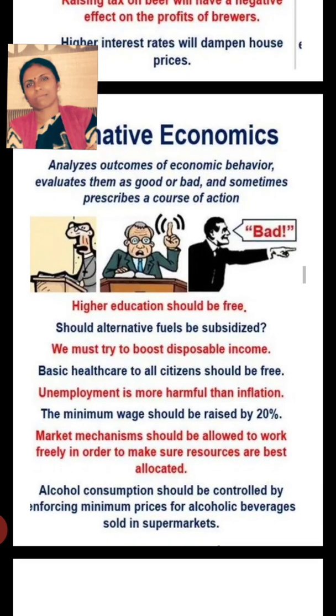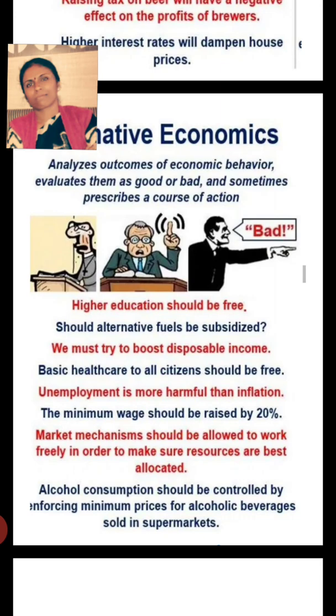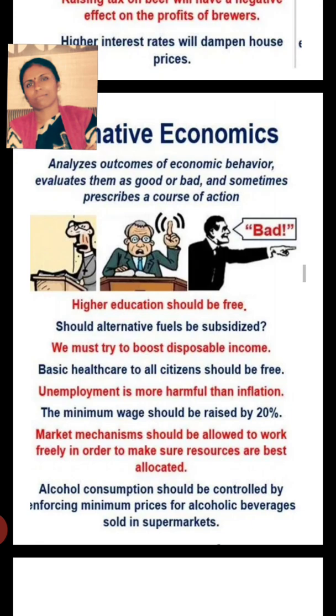And one more interesting thing: should alternative fuels be subsidized, to counter the hike in oil prices? Then the third one: we must try to boost disposable income, rather than stating that it is reduced by 10%, 15%. So many policies are there to increase the disposable income of the people of the country. Then, basic health care to all citizens should be free. Definitely, health is a very important basic amenity of our life. Take for example food, clothing, shelter, and the fourth one is good health and good education, an essential part of the economic system of the nation.